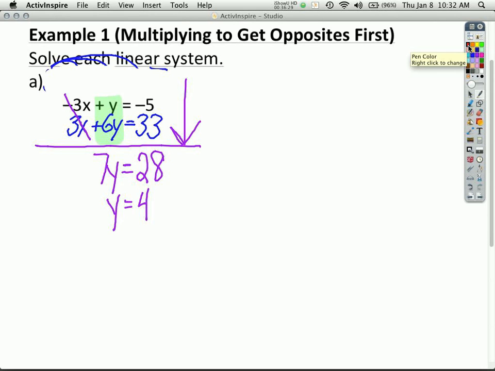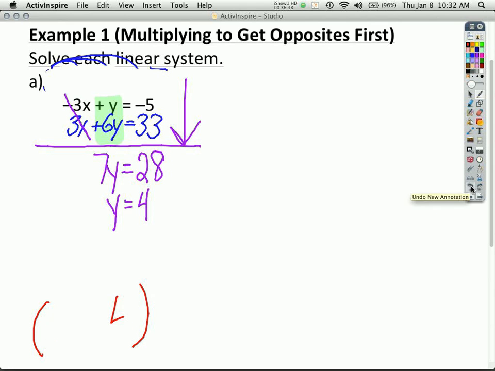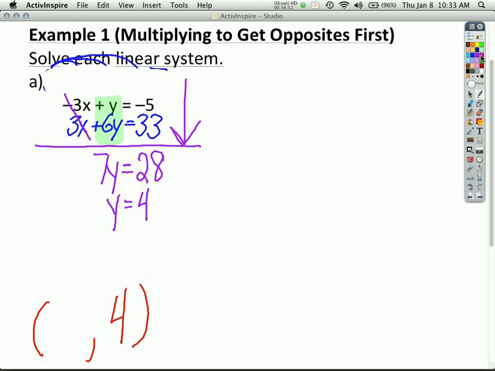And so we have just figured out half of our answer. Remember, we got to focus on what we're looking for. We are looking for an ordered pair, and we just figured out that the y value is 4. So now we need the x value. What can we do to find the x value? Christian's going to help us out, even though he doesn't know it. What are we going to do now?